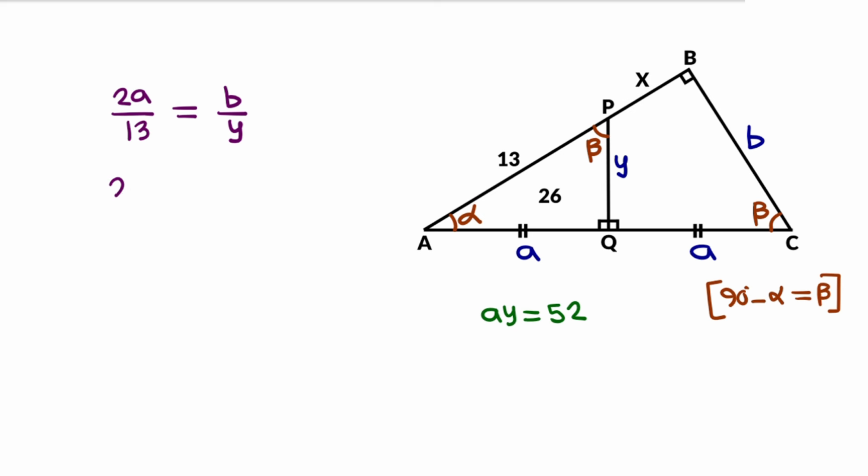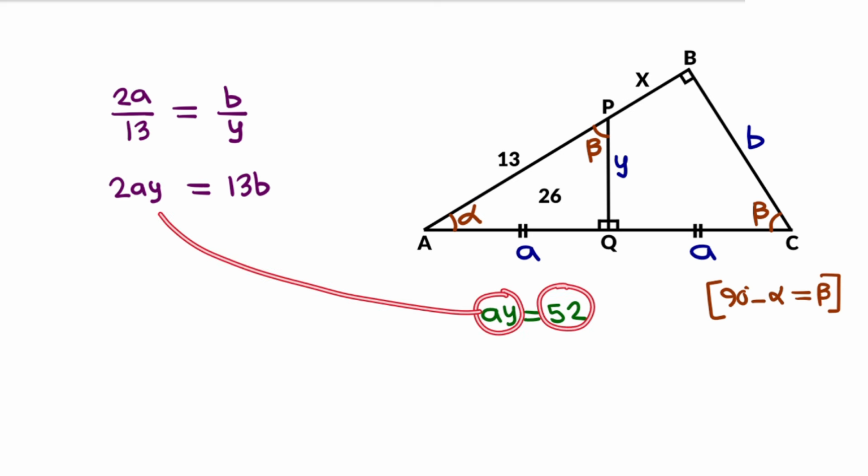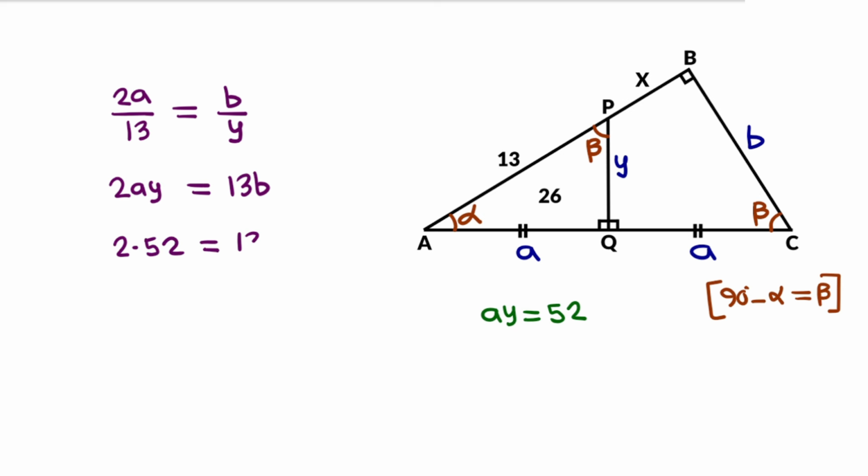Cross multiply. 2AY equals 13B. But wait, we already know that AY equals 52. So substitute that in. 2 times 52 equals 13B. That gives us 104 equals 13B. Divide by 13, and suddenly B equals 8. So the entire right side, BC, is exactly 8 units long.